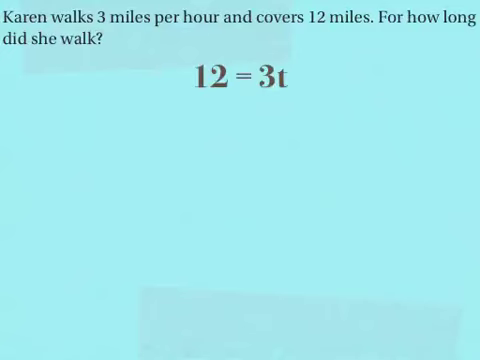So distance equals rate times time. When I plug in what I know, I'm going to have 12 equals 3 times time. When you solve for t, you need to divide by 3 on both sides, and you find that 4 equals t. And this would be 4 hours because it tells you 3 miles per hour. So your distance would be measured in miles and your time is being measured in hours.